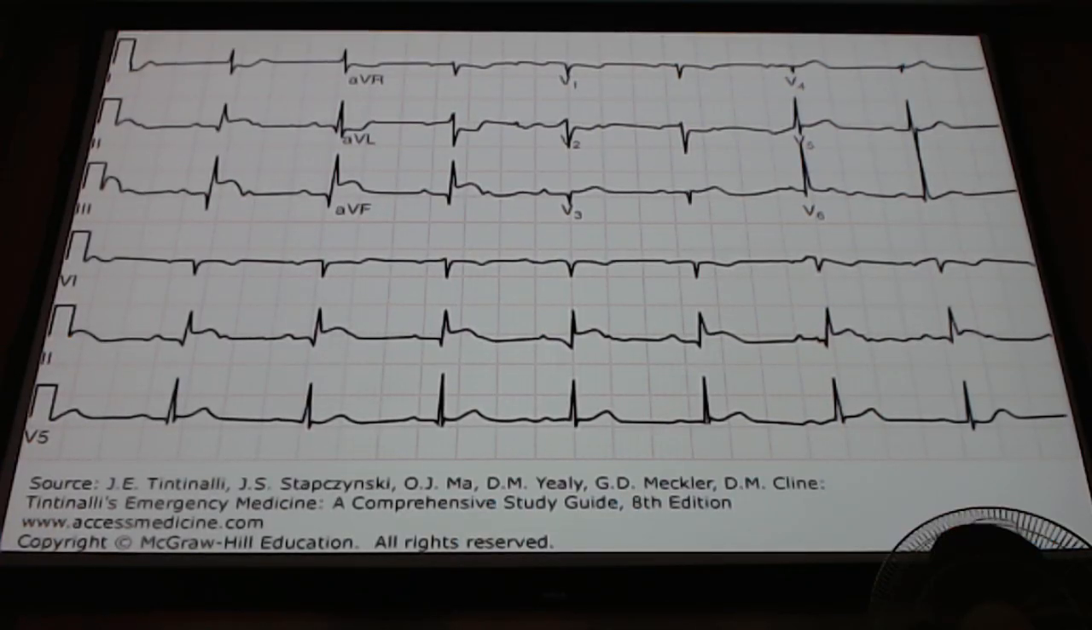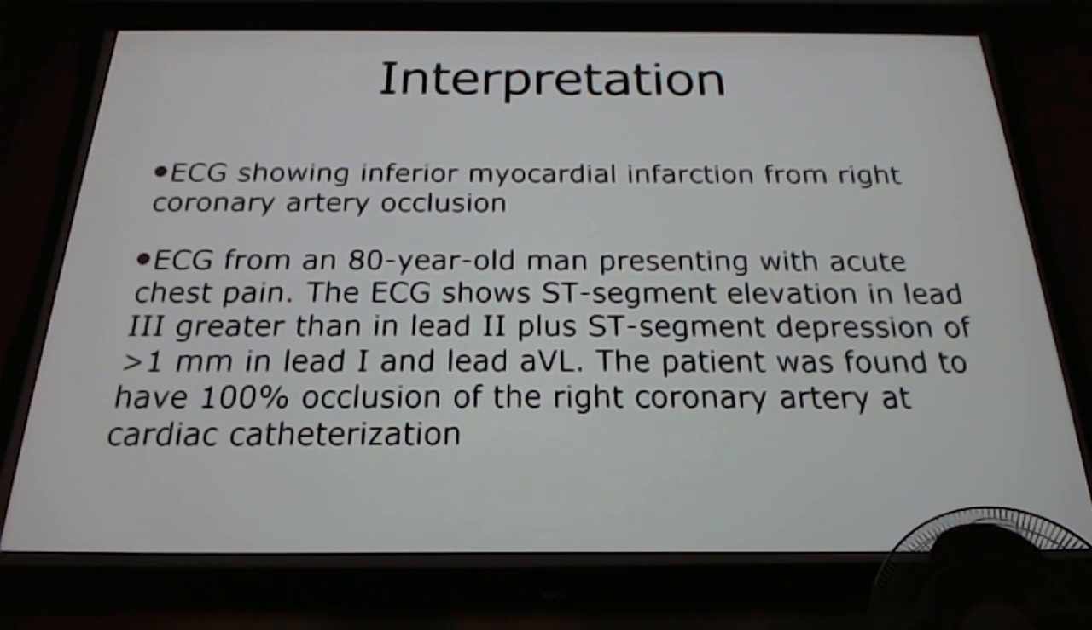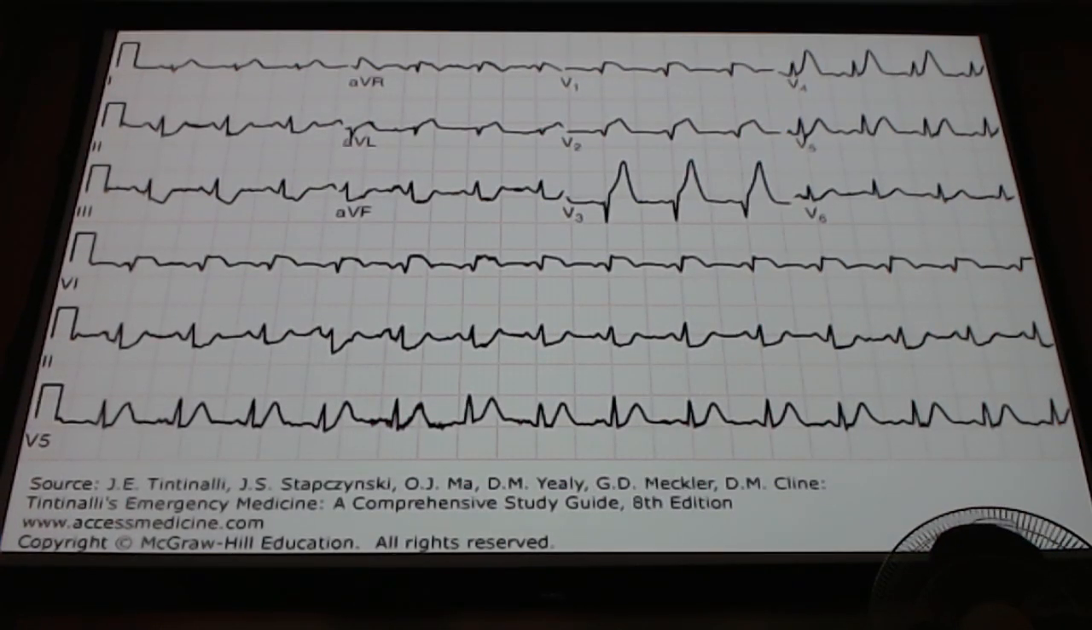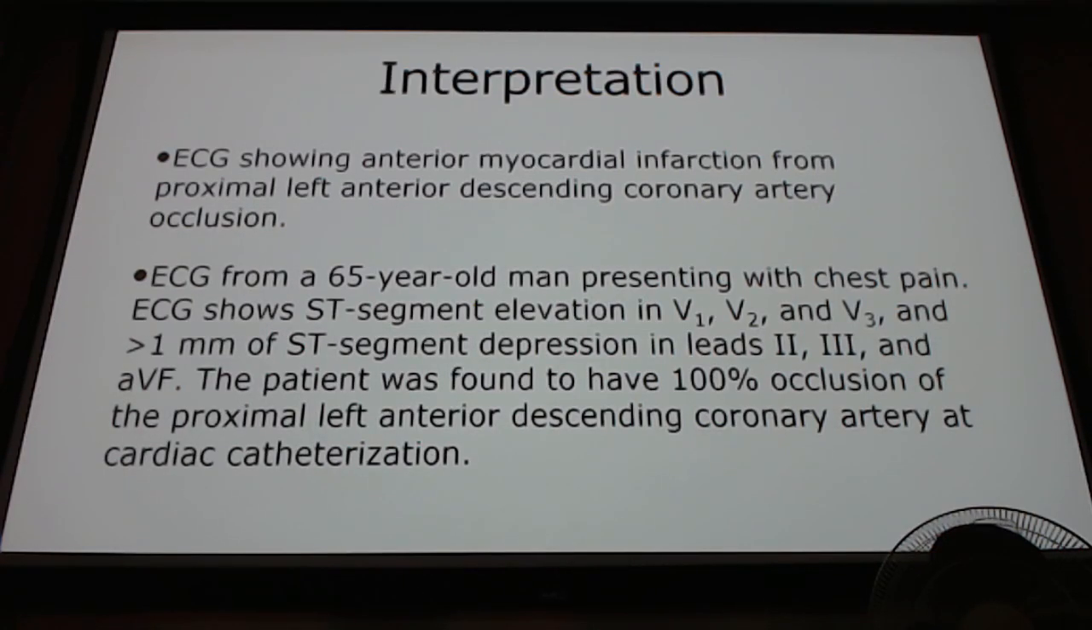Good. All right, so inferior myocardial infarction, and we already identified those changes. How about this one? 65-year-old with chest pain. What does this one look like? Yeah, this one looks like an anterior. Probably the left anterior descending artery or one of its branches. So you've got reciprocal changes inferiorly on this one, and anterior elevation.